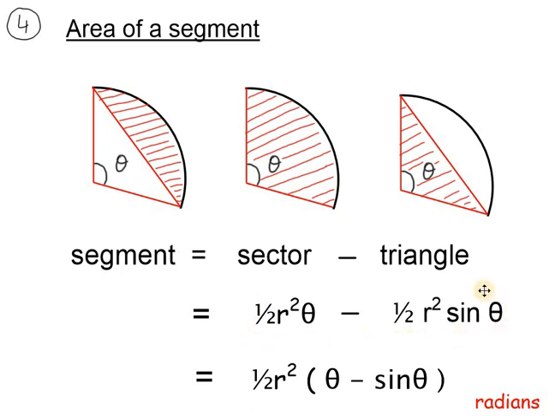Either the formula can be left like this, so you've got the sector and the triangle separate, or this one can be memorized, where the half r squared theta has been factorized out, because you can see there's a half r squared theta here and here, so it's just been factorized out. But the theta must be in radians, and your calculator needs to be in radians mode because you're using a trig function.